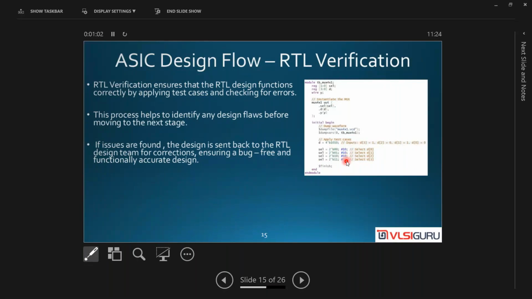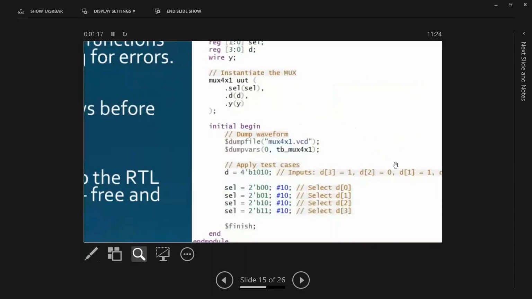Your verification team will apply a lot of test cases in your design, right? And they will analyze the waveform, whether the expected, desired output is coming or not from the design, right? This is what is happening. I will just zoom. Now, are you able to see?